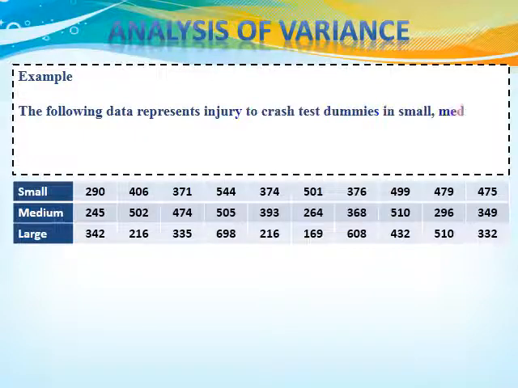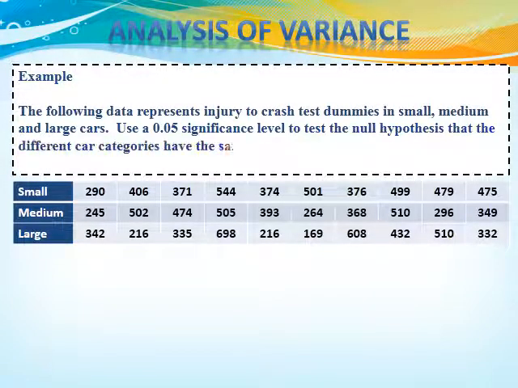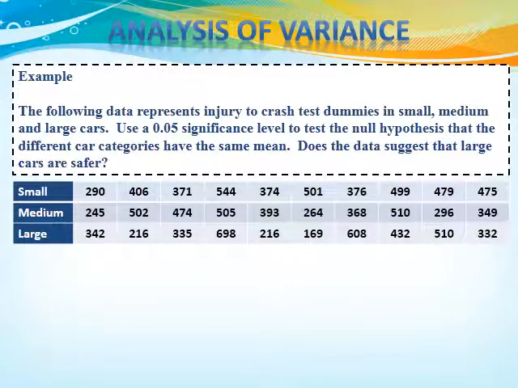The following data represents injury to crash test dummies in small, medium, and large cars. Use a 0.05 significance level to test the null hypothesis that the different car categories have the same mean. Does the data suggest that large cars are safer?